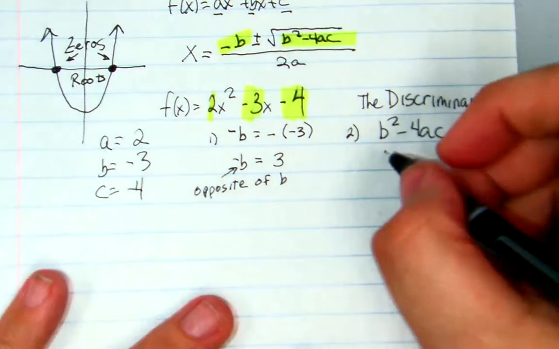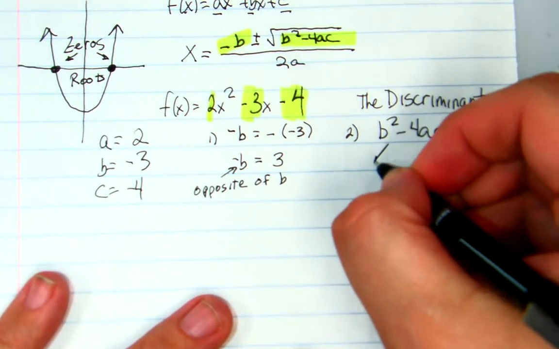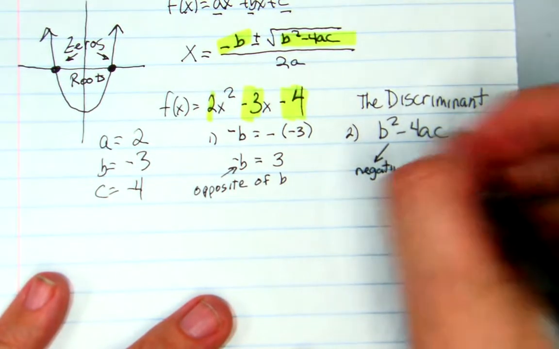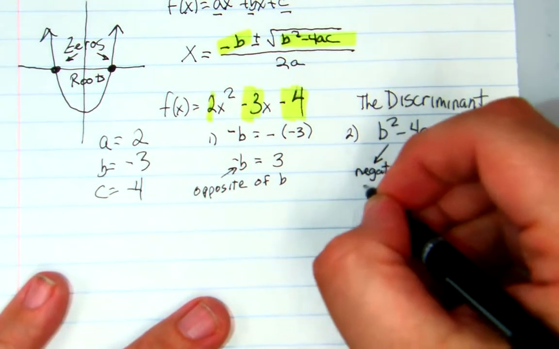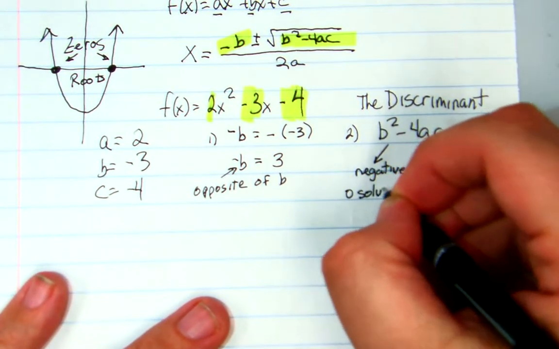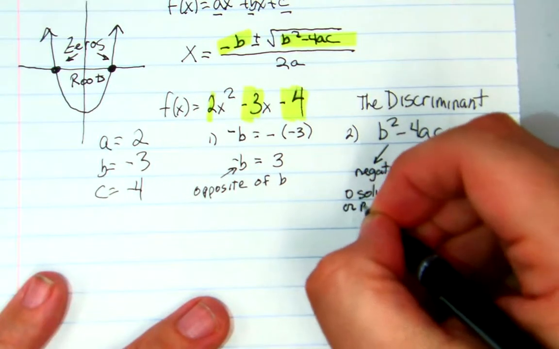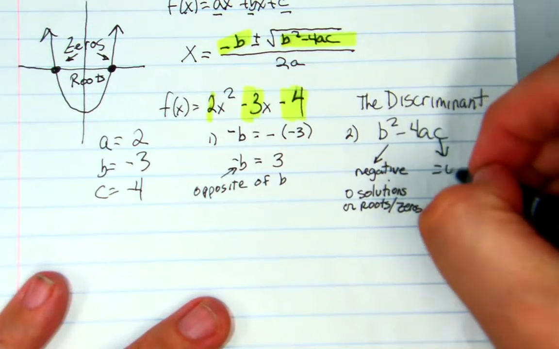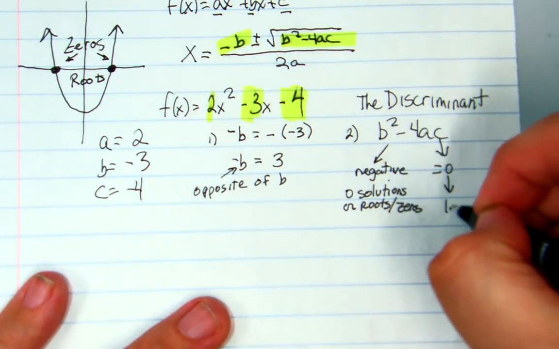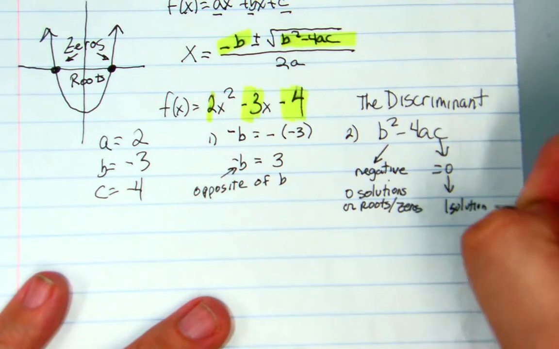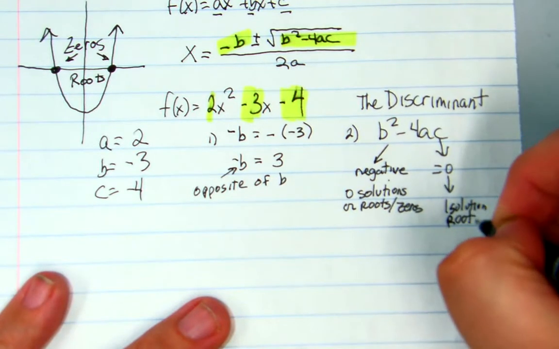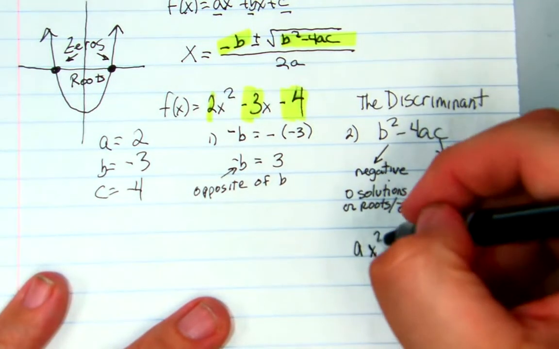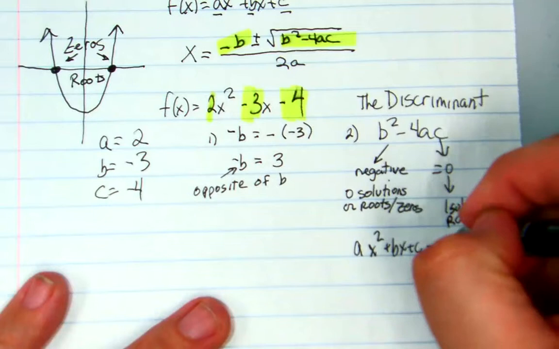And to reinforce what we've been doing in class, if b squared is negative, or not b squared, but b squared minus 4ac, the whole thing, is negative, you get 0 solutions or roots or zeros. If it's equal to 0, you get 1 solution, 1 root, or the 0. Roots and zeros are the same thing. And what I mean by solutions are solutions to ax squared plus bx plus c is equal to 0.